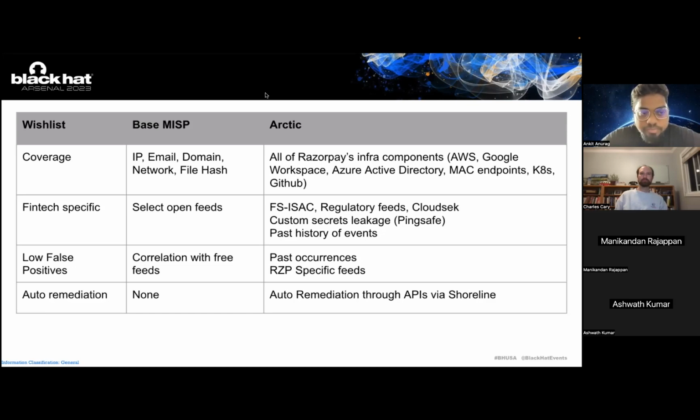The third major point, and perhaps the biggest Achilles heel for the base MISP, was the false positive. So this was definitely our wish list, that we wanted the false positives at the minimum possible, and it is not achievable by the base MISP. The reason being that it correlates with all the free feeds or all the feeds that we have enabled, and it has a lot of false positives. Anybody who has run the base MISP knows that there are a lot of false positives that come with the feeds that MISP gives us.